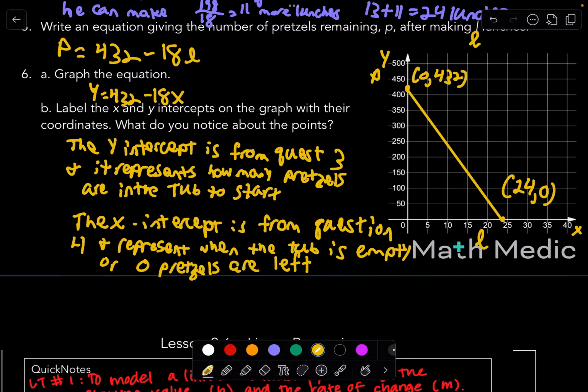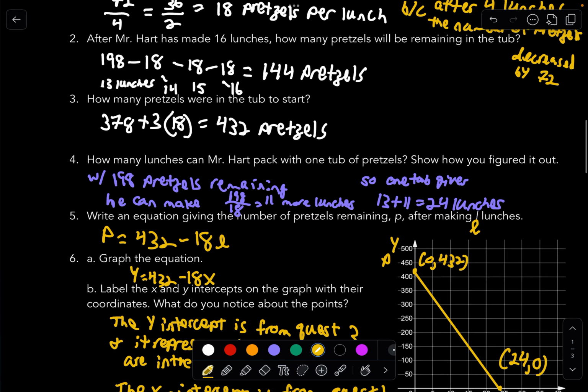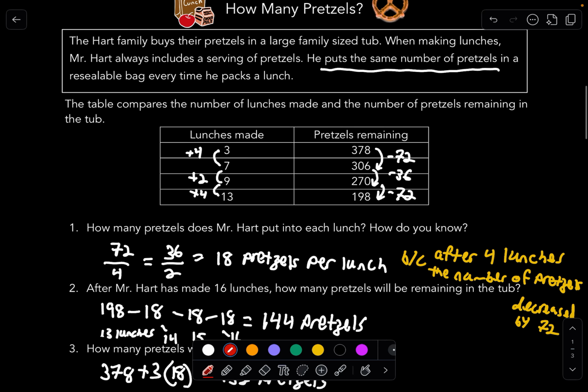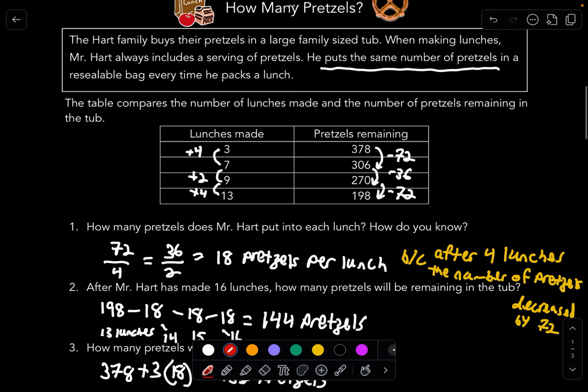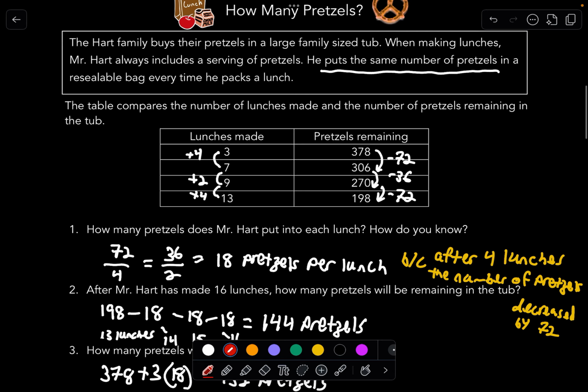Okay. Now, let's go back and start kind of hammering home some ideas here. First of all, if we go from 13 to 16 here, 16 lunches made, we've increased the number of lunches by 3, and we would get 144 here, which is minus 4 times 18. All right?